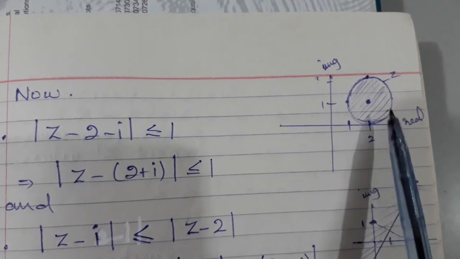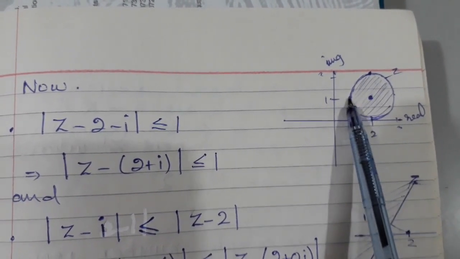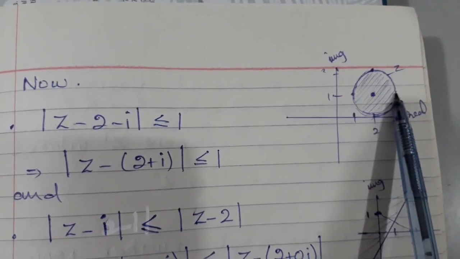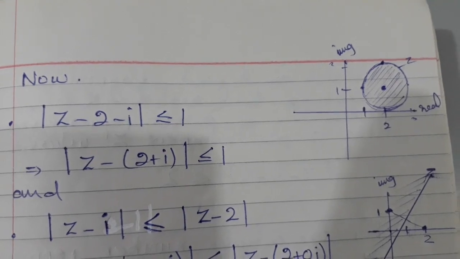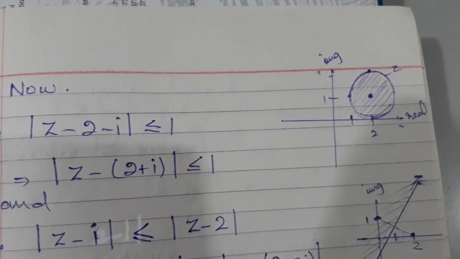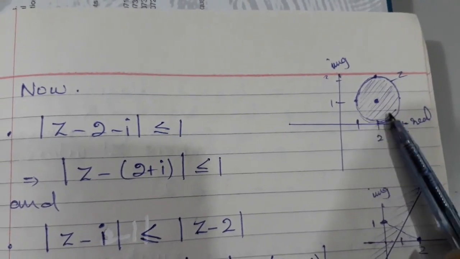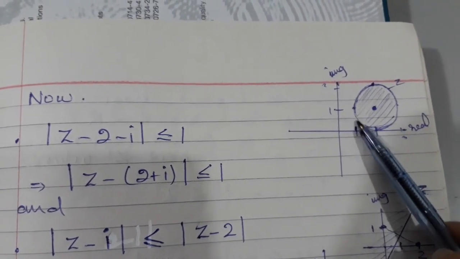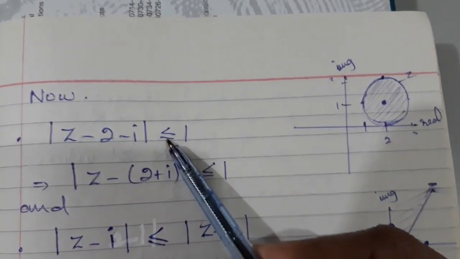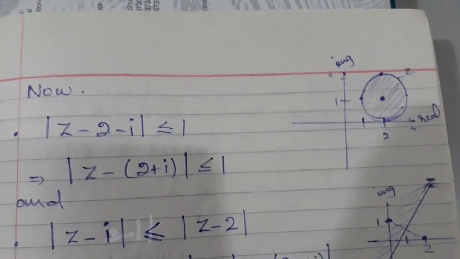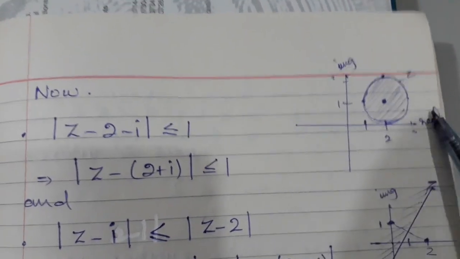So I see 2, 1 is my center. So 1 unit here, 1 unit here, 1 unit here, 1 unit here. I'll mark 4 points and I will draw a circle. Because the question is saying less than or equal to 1, that's why I'm shading the region inside. And I am keeping this line solid. It means the point can be on the boundary. If the equals sign was not here, I would have put a dotted line on the boundary. So this is my one locus.